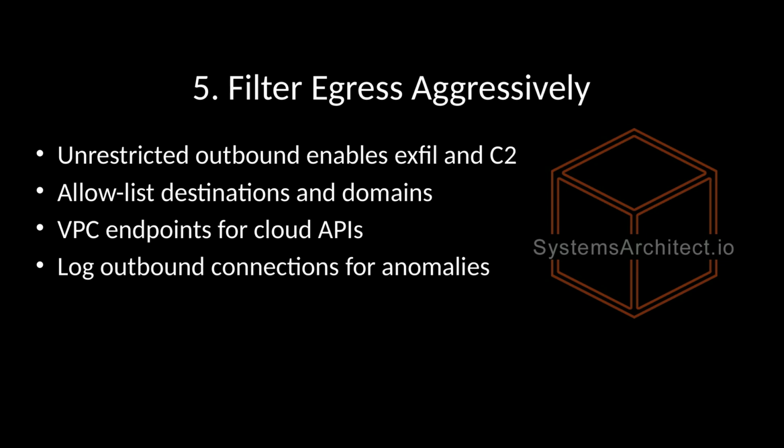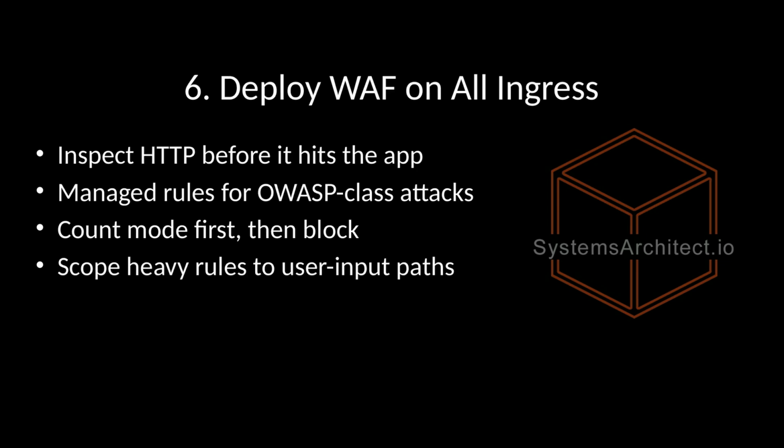On AWS, Network Firewall supports domain-based egress rules. Simpler estates can at least tighten security group outbound CIDRs. On Azure, Firewall Premium does FQDN filtering and threat intelligence blocks. On GCP, Firewall by IP and port plus a proxy for FQDN needs, with Cloud NAT logs showing who talked where. Sixth, deploy a web application firewall on every public ingress path.